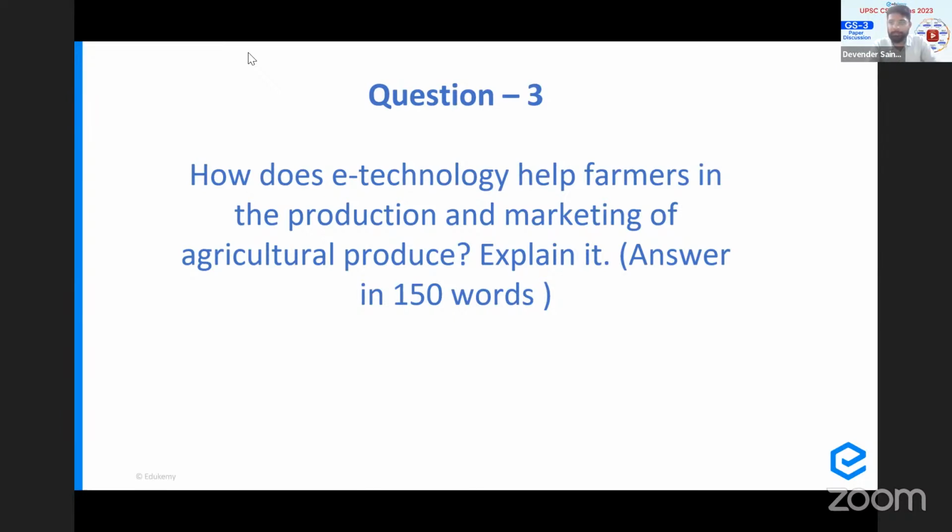It helps in input management. It helps in market access. It helps in easy credit. It helps in probably training of the farmers. It helps in maybe forecasting. Whatever it is. Yes. Okay. So we must not forget that point. And then write whatever you want to write.